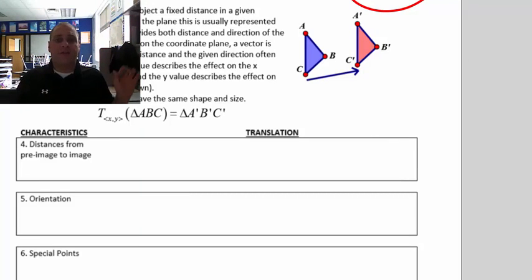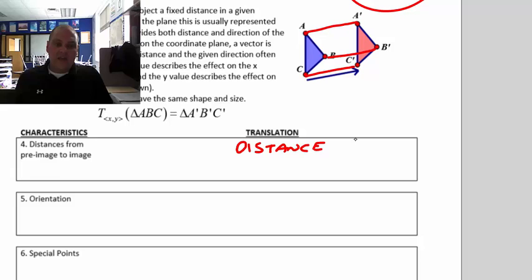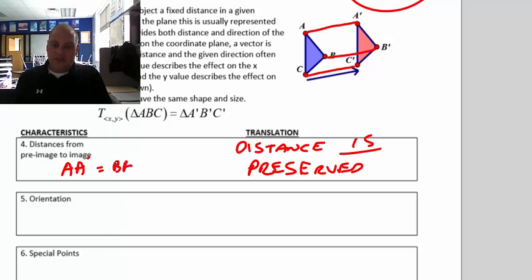Translations are easy. You know why? Nothing changes. The distance is the same. Look, A moves there, B moves there, C moves there. They all move the exact same amount. Distance is preserved. I think it's pretty easy to see that. We're just going to put A prime equals B prime, which equals C prime.